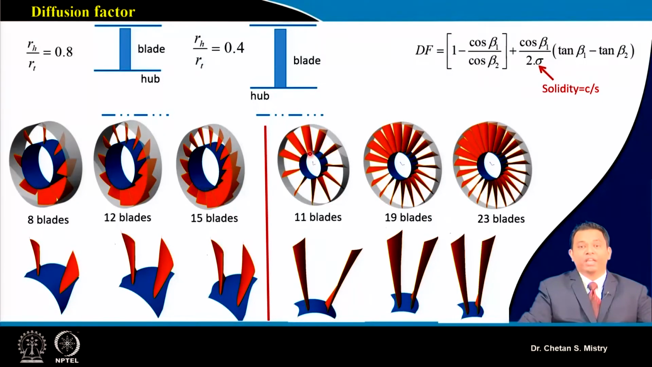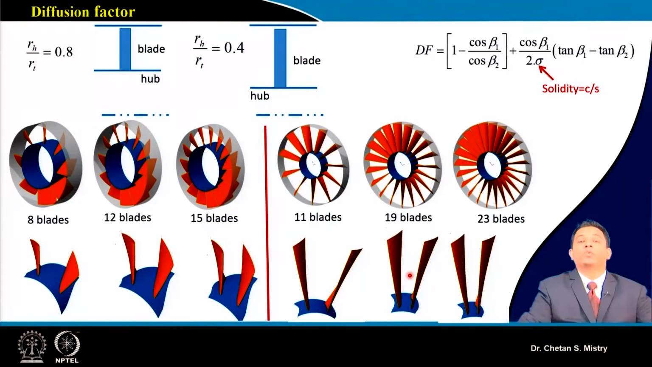Okay, so here if you look at, if I am keeping my chord constant, and you are increasing the number of blades, then you can understand that by increasing the number of blades, we are making our diffusing passage narrower, and that may give higher pressure rise.